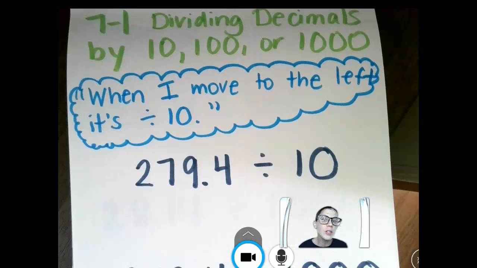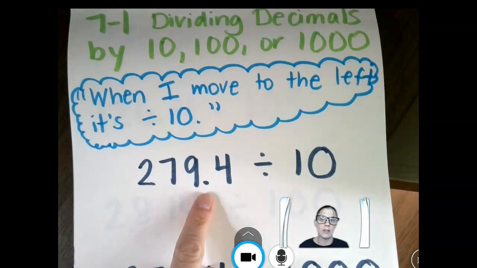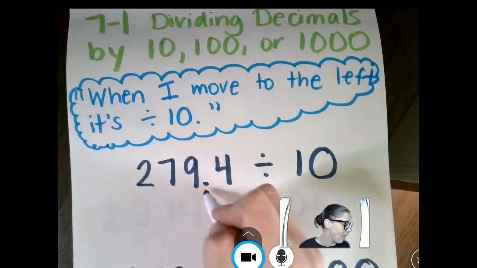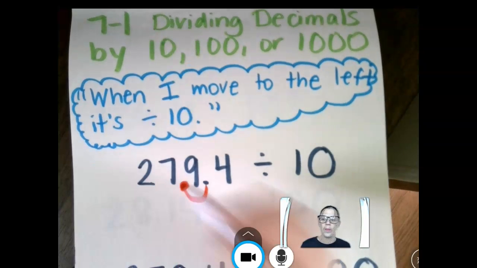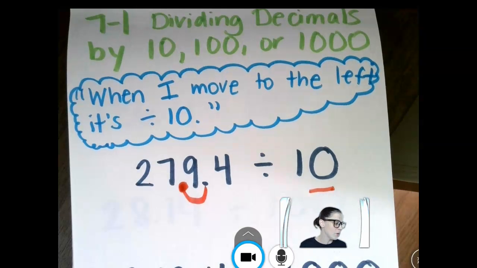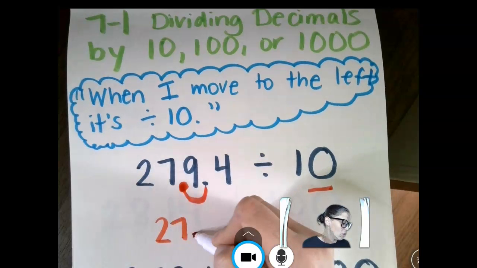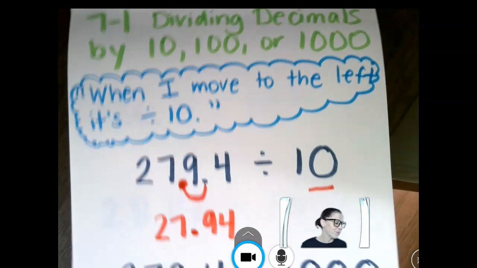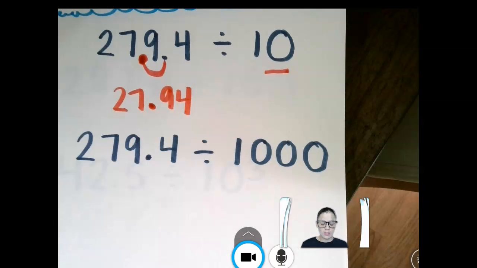So let's take a look at 279 and 4/10 divided by 10. So I can see where my decimal is. It's right there between the 9 and the 4. And if I am dividing by 10, I would simply move that decimal to the left one time. And I would move it one time because there is 1 zero in my number 10. So my answer would end up being 27 and 94 hundredths.